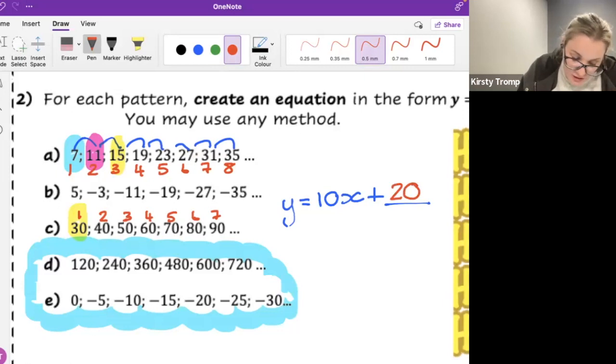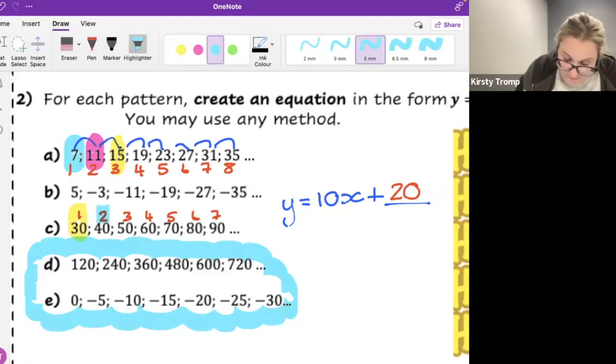All right, so let's go try the next one now. What's 10 times 2? It's 20, ma'am. 20, good. And what's 20 plus 20? It's 40, ma'am. It's 40, good.